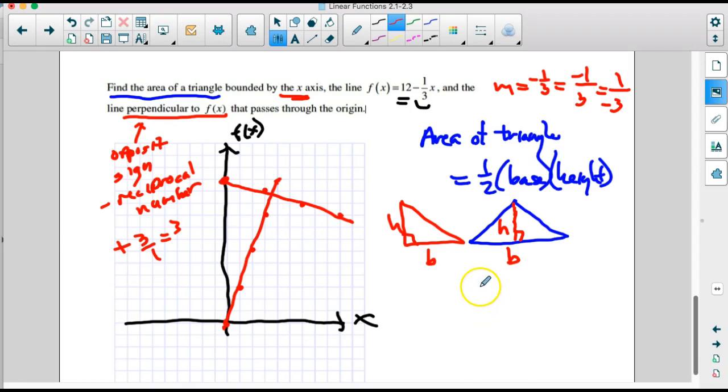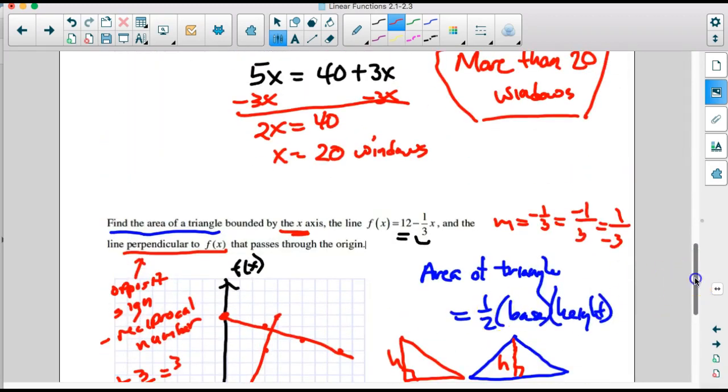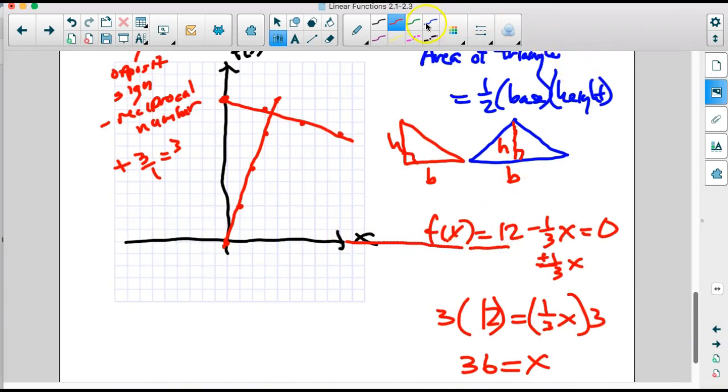Okay, so let's set this function f of x equals 12 minus 1/3 x equal to 0 to find out when it's going to be on the axis. So I add the 1/3 x to both sides. I get 12 equals 1/3 x. I need to multiply by 3 to get x. So 36 equals x. So that means it's going to meet way over here, clear over here at the number 36. Okay, so that tells me the ordered pair here is 36, 0.